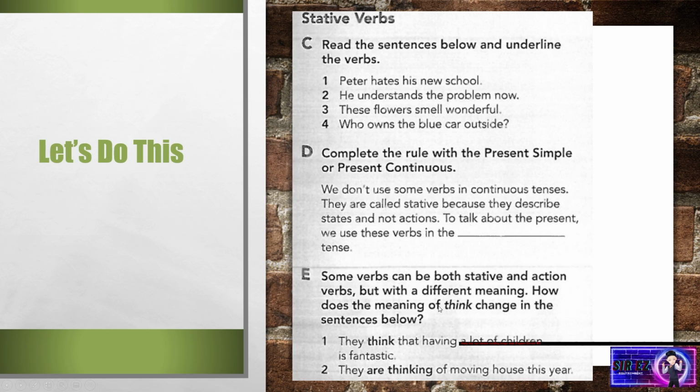Okay, so macam mana perkataan think ni? Maksud perkataan think, bukan translation dalam bahasa Melayu ya. Maksud perkataan think ni berubah dalam ayat ni. For example, dalam ayat 1, they think that having a lot of children is fantastic. Number 2, they are thinking of moving house this year. Apa beza dia 1 dan 2 ni? Ini easy nak tanya dekat kamu. Kalau kamu tahu jawapan dia, tulis dekat komen bawah tu.